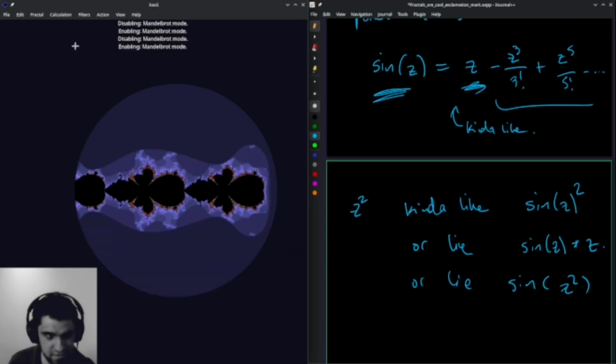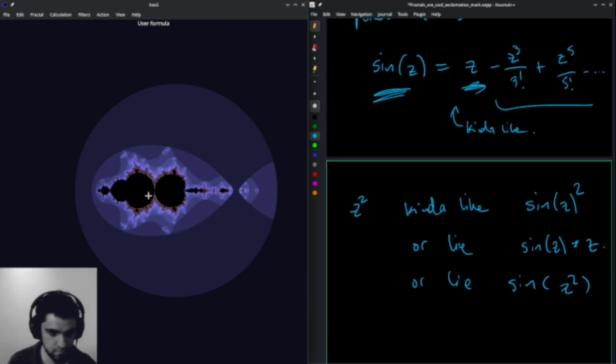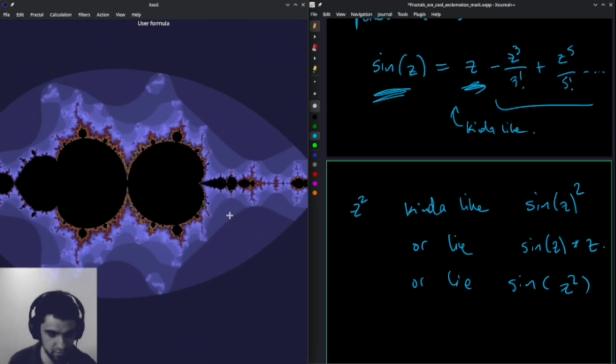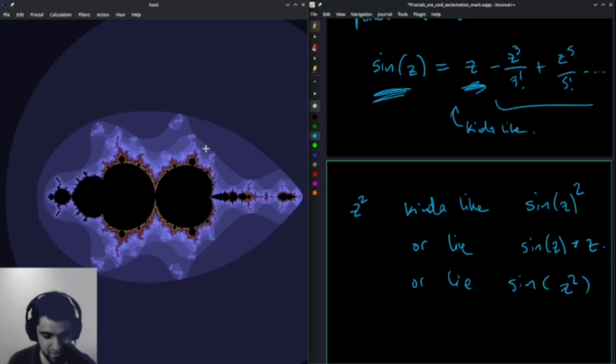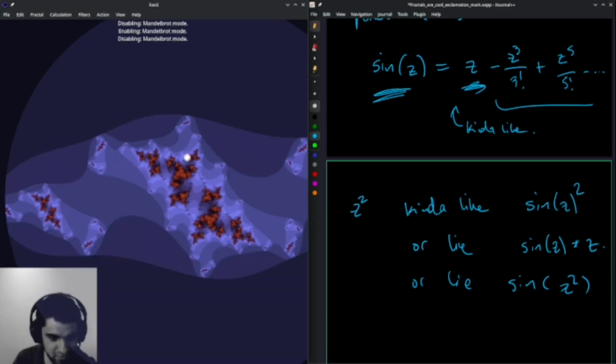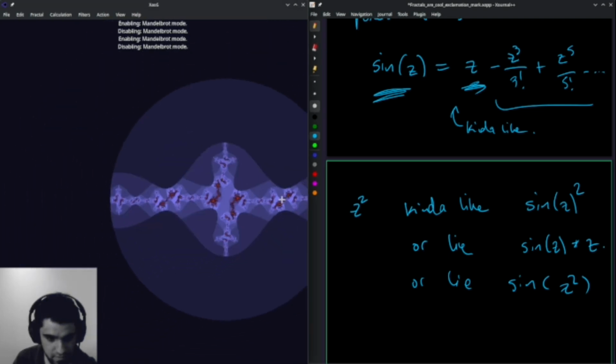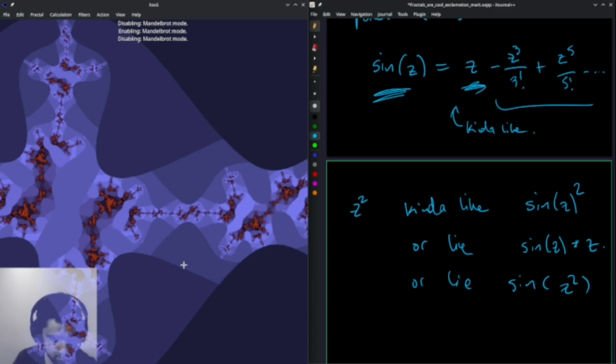So this was sine z squared. What about z times sine z? Now this one looks a little bit more like the Mandelbrot set. And you still get really cool things going on.